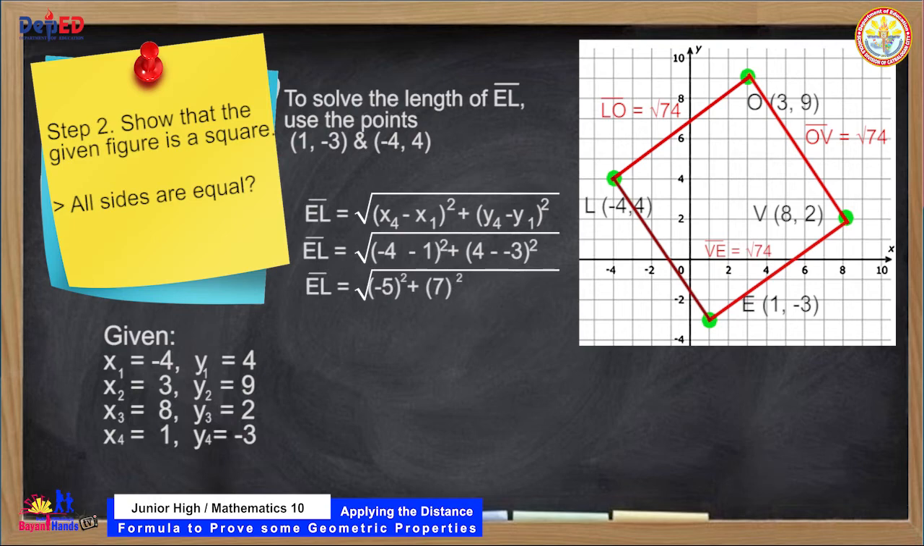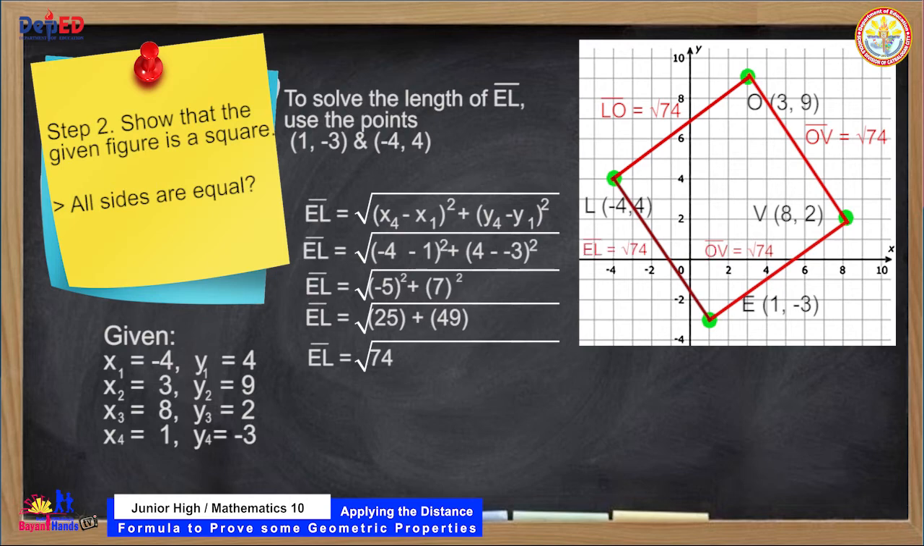Simplifying it further, negative 4 minus 1 is equal to negative 5, and 4 minus negative 3 is equal to 7. Square of negative 5 is 25, and square of 7 is 49. Add, square root of 25 plus 49 is equal to the square root of 74. Therefore, the length of segment EL is square root of 74 units.